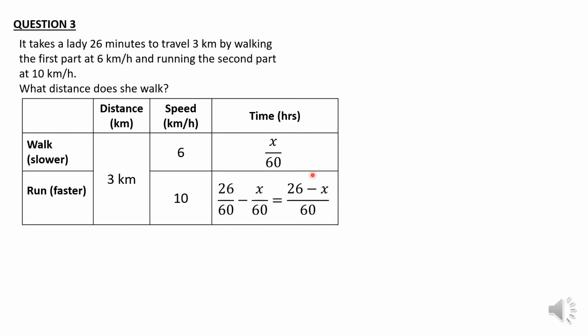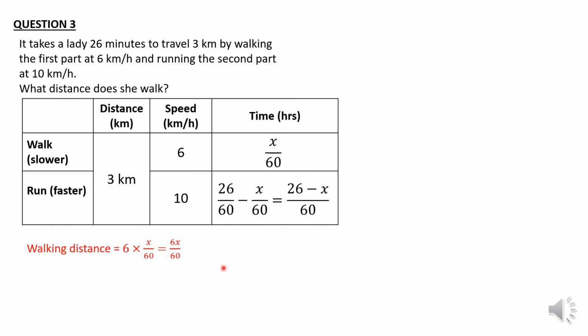So make sure you go back to the previous one and get an idea as to why I'm using the x here. And everything should be over 60 because I'm changing the minutes to hours. 26 minutes is not a complete hour, it is 26 over 60, and I'm leaving it like that. I'm not simplifying it, because I'm still going to use it. So I'm going to leave my denominators out of 60.